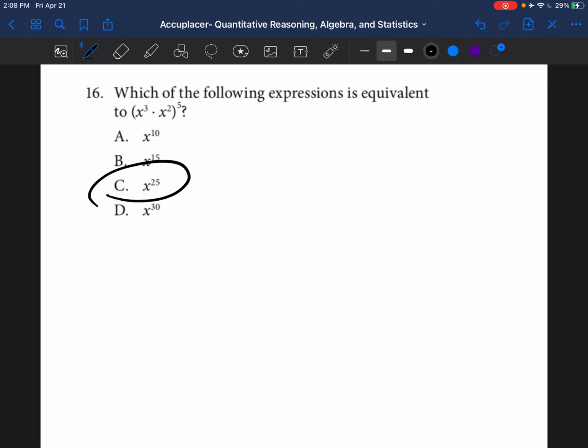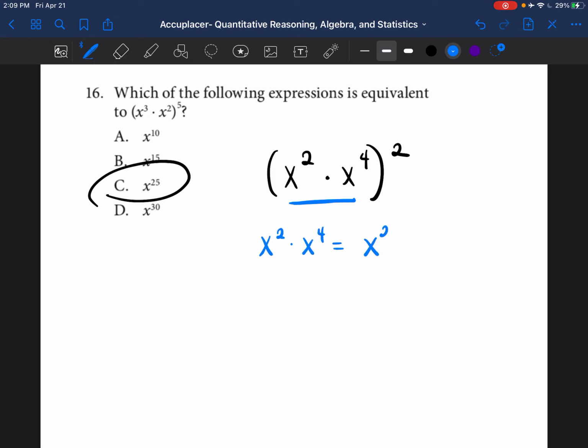So I'm going to give you something very similar. x to the second power times x to the 4, and then 2. So again, the rule is when you're multiplying exponents, what you're doing here, you're multiplying two values that have exponents. You go ahead and add those exponents. So it'll be x squared times x to the 4th. So it's just equal to x, 2 plus 4, which is equal to x to the 6th power.